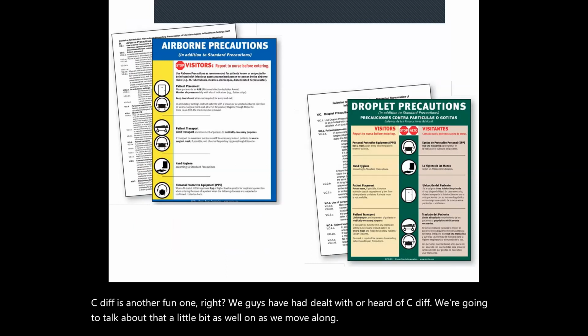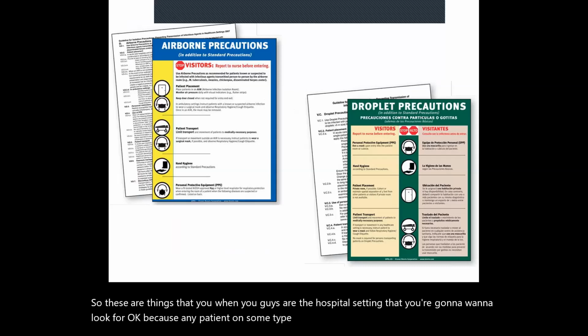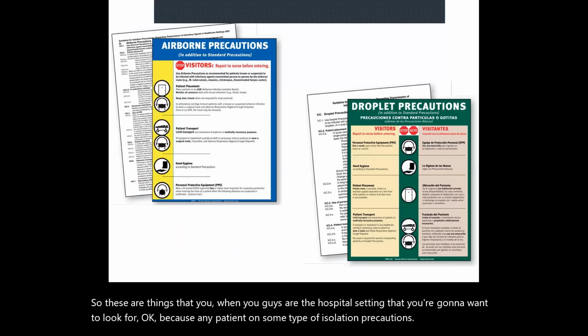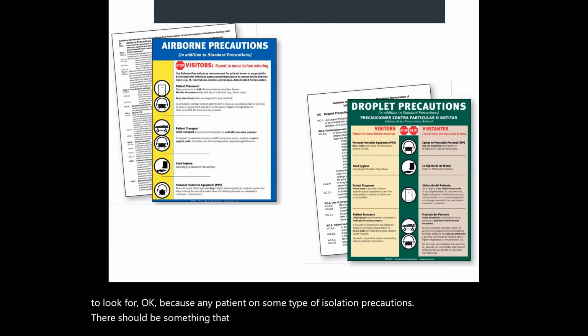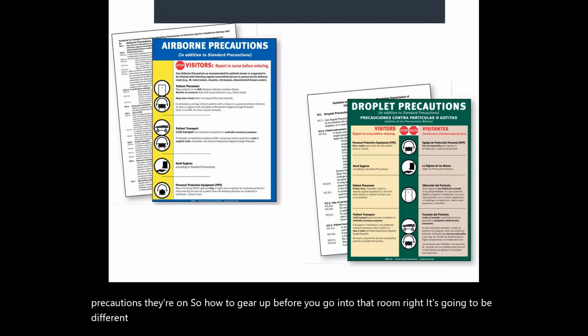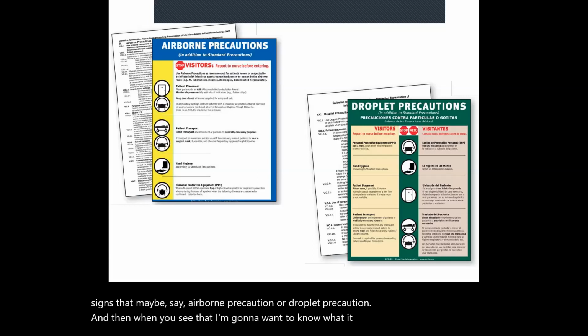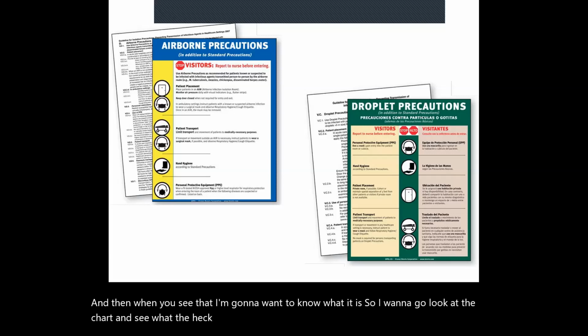So these are things that when you guys are in the hospital setting, you're going to want to look for, okay? Because any patient on some type of isolation precautions, there should be something that notifies people going into that room what type of precautions they're on, so you know how to gear up before you go into that room, right? It's going to be different depending on what disease or pathogens they have. So you're going to look for signs that maybe say airborne precaution or droplet precaution. And when you see that, I'm going to want to know what it is. So I want to go look at the chart, see what's going on, so I know how to protect myself or the patient going into that room.